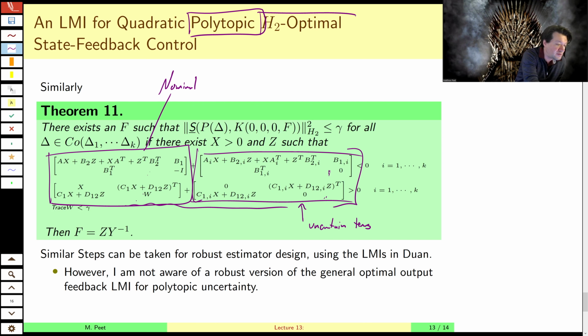Now, again, if we're not time varying, then for every given value of the uncertainty, your H2 norm will satisfy this inequality. Good. Now, if the delta is time varying, however, unlike the H infinity case, there's no real physical interpretation to the H2 norm. So you can't really say much if delta is time varying.